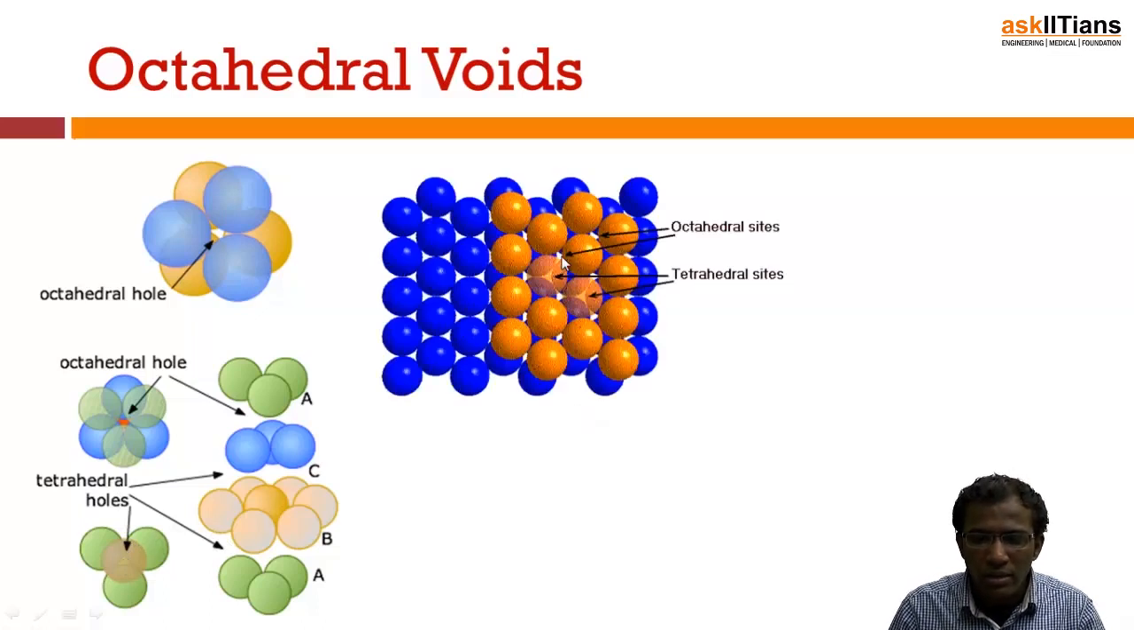Yeah, these are octahedral sites which are clearly visible to you, but the tetrahedral sites are this thing: 3 below, 1 above. In octahedral, 3 above, 3 below.